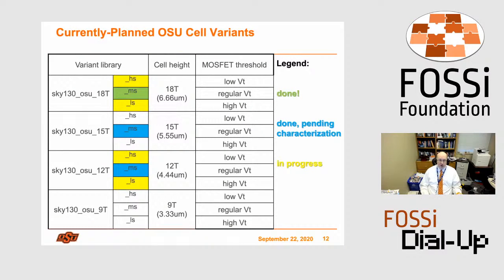So this currently shows the ideas of what we're putting out. We currently have an 18-track cell set, which we show towards the top of the table. This is already completed. It's already out there on the Google site. We also have a couple other cell sets, 15 tracks, 12 tracks, 9 tracks. And we also are going to do different speeds, high speed, low speed, power conserving types of cells. And we'll put those out probably very, very shortly. We already have them done.